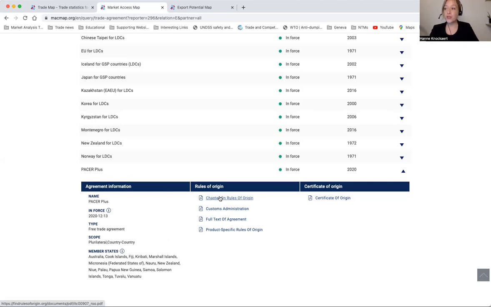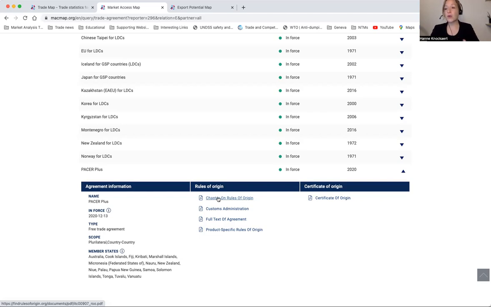Maybe you also want to look into the rules of origin that apply when you are exporting to Australia, for example. This is also included here, so you can find the chapters on rules of origin, because to be able to take advantage of these trade agreements, you need to be able to prove that your product comes from Kiribati in this case. So you need to certify your product on the rules of origin, that it comes from Kiribati. So these chapters and the rules that are applied, you can find here.